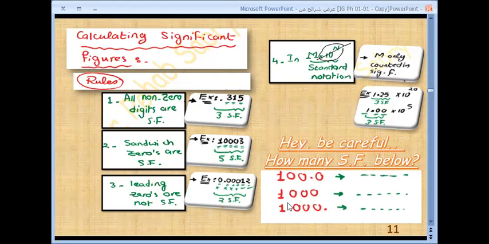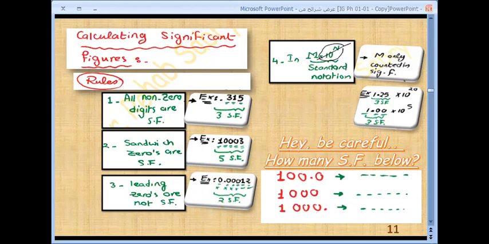Okay. So here let's talk about the second one. 1000. How many significant figures here? One, only one. Excellent. But what about the third one? 4. Excellent. 4. 1, 2, 3, 4. Thank you, everyone. I hope it's clear. So easy. It's a piece of cake, alhamdulillah.